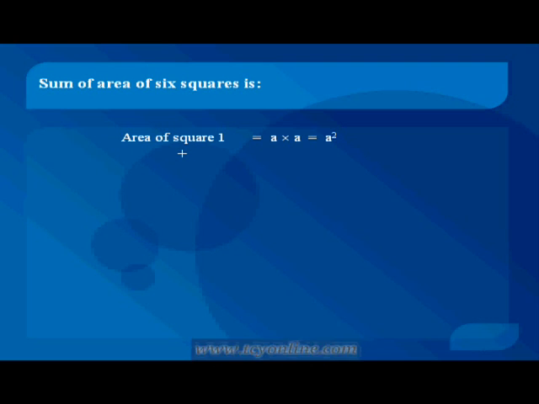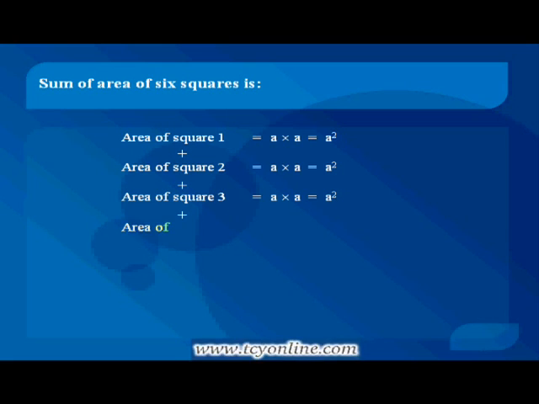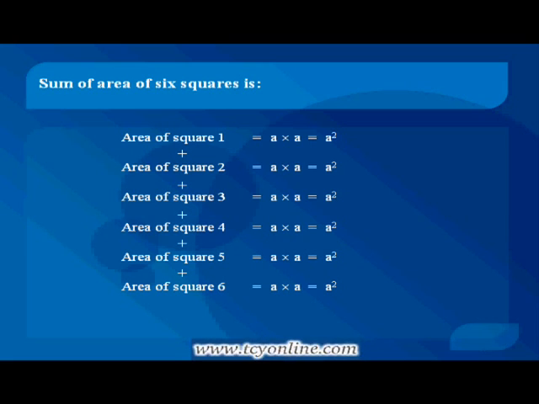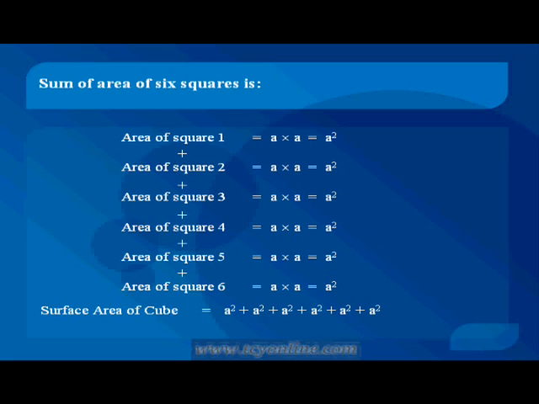To find out the surface area of the cube, the area of all square faces has to be summed up. That means area of square 1 plus area of square 2 plus area of square 3 plus area of square 4 plus area of square 5 plus area of square 6 gives the surface area of the cube. As all the 6 square faces are identical with equal area a square, so the surface area of the cube becomes 6a square square units.